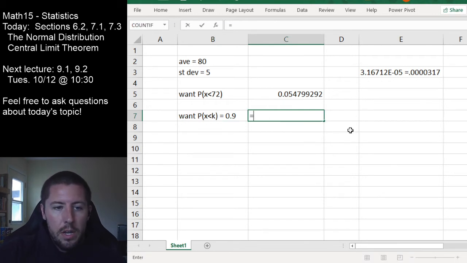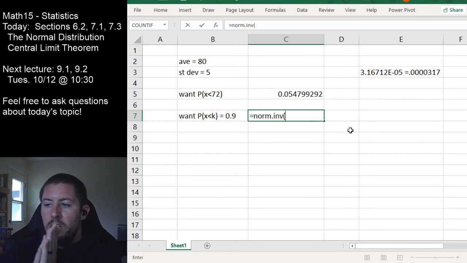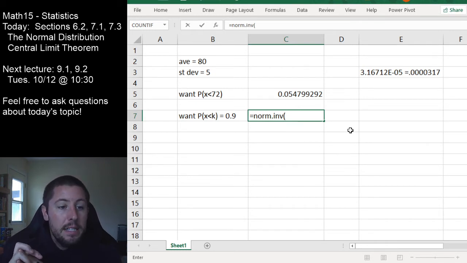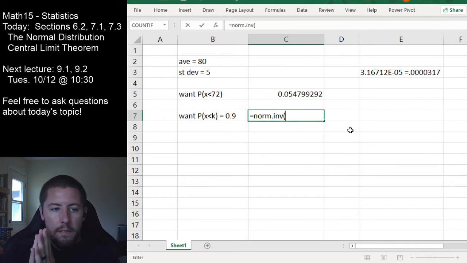So I'm going to go ahead and hit equals and start typing. You can't see it, but there's a drop-down menu that just popped up, and I can see all my options. The option immediately below norm.dist, what we used last time, is norm.inv, INV for inverse. It's going to do the backwards computation. When I open my parentheses, it's going to give me three different things that I need to type in. It's going to first ask me for a probability. That's the 90% that we're interested in here. The 90% of responses are going to be below our value of interest.